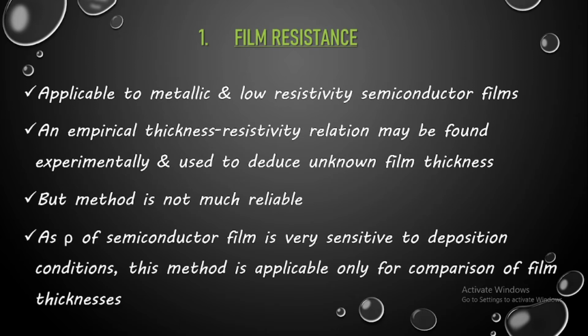And as the resistivity of semiconductor films is very sensitive to deposition conditions, this method is applicable only for comparison of film thicknesses rather than absolute measurement. So when you calculate the film resistance or resistivity, we can compare different types of films, or films obtained from different deposition processes, but we can't say exactly that the film deposited by the CVD process, named film 1, has this much thickness accurately. So a number cannot be determined, however we can do a comparison between different films.